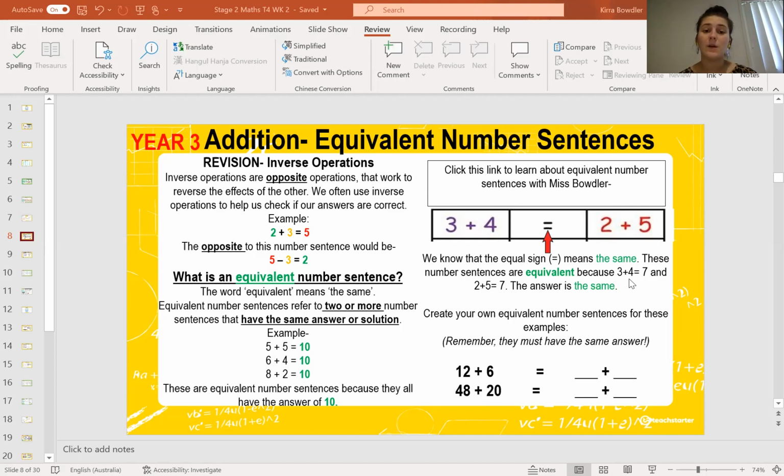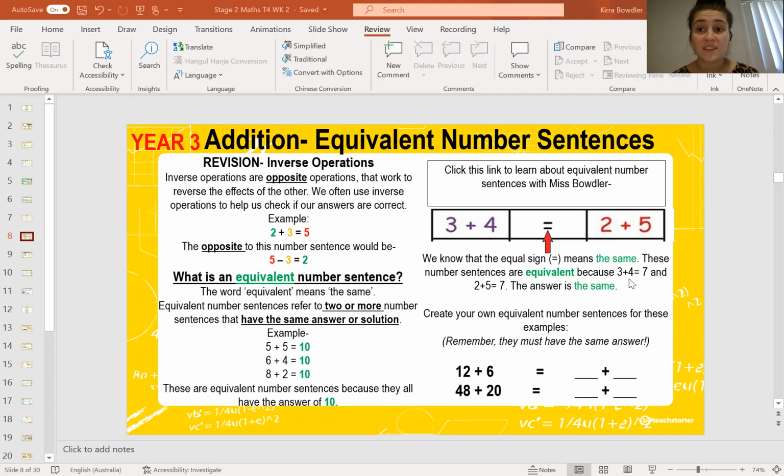I've just gone backwards. Now that leads us on to our new topic today. We are learning about something called equivalent number sentences. The word equivalent means the same. Equivalent number sentences are two or more number sentences that have the same answer or solution. I promise you, it is really easy, and once you get it, you'll be great at it. The examples I have here are 5 plus 5 equals 10, 6 plus 4 equals 10, and 8 plus 2 equals 10. You'll notice that all of the answers for these number sentences are 10, and that's what makes them equivalent. They are the same because they have the same answer.